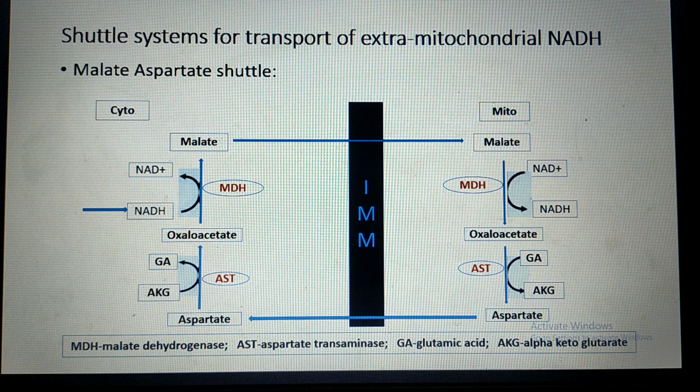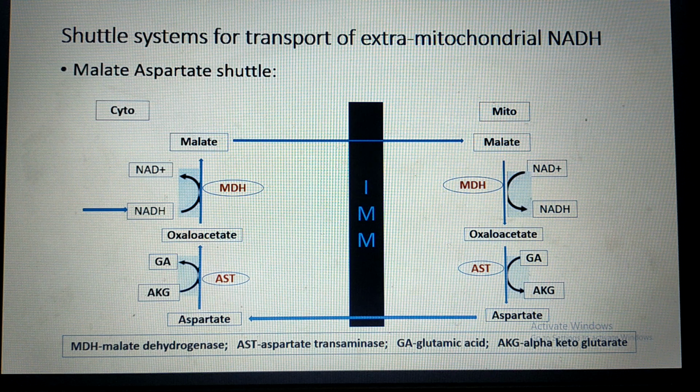NADH, as I have told you, is impermeable by the inner mitochondrial membrane, therefore it does not transfer directly. Therefore, NADH donates its 2 electrons to oxaloacetate, and oxaloacetate is converted into malate. The enzyme is malate dehydrogenase. Now this malate is permeable through the inner mitochondrial membrane, and when the concentration of malate in the cytoplasm increases, it travels across the inner mitochondrial membrane and enters into the mitochondria.